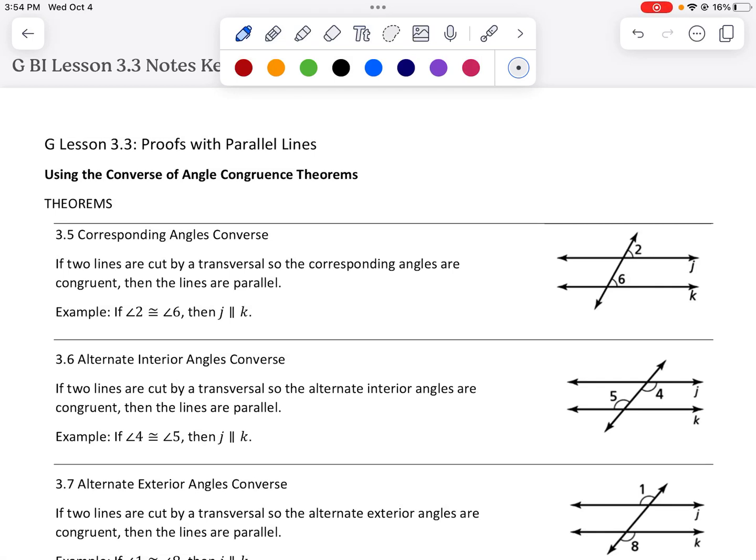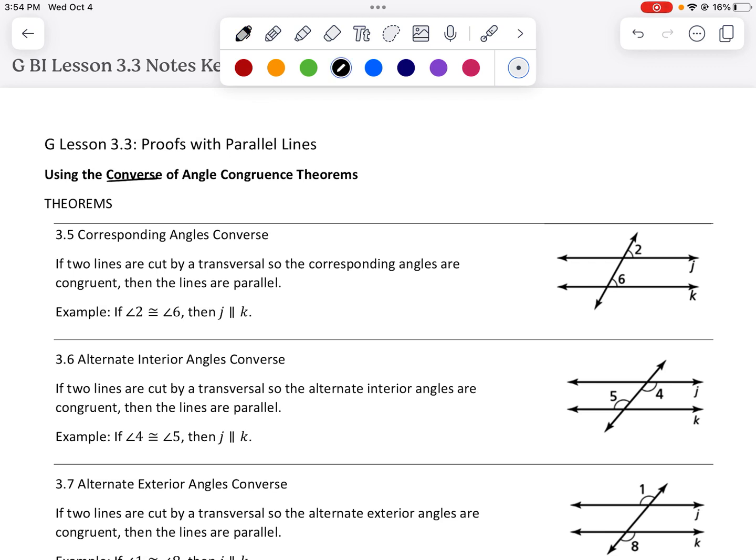This is your 3.3 note video, and we are doing proofs with parallel lines. It's really similar to what we did yesterday, but we have the converse. So let's just quickly talk about this.